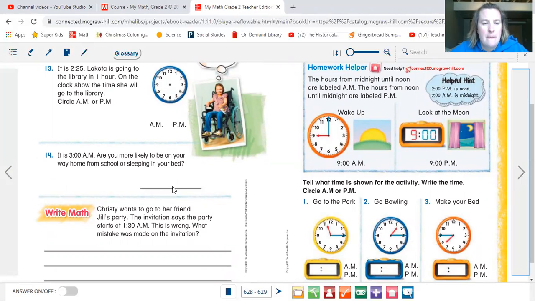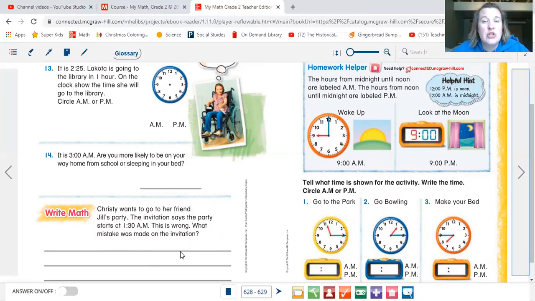So think about that and write either going to school or sleeping in your bed. And then write math. Christy wants to go to her friend Jill's party. The invitation says the party starts at 1:30 AM. This is wrong. What mistake was made on the invitation? So write down there what the mistake was, okay?